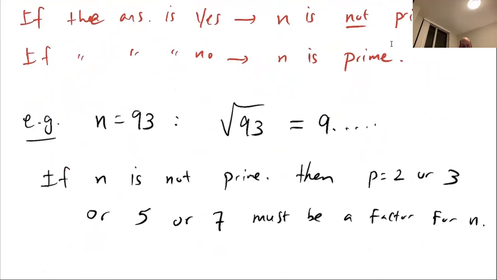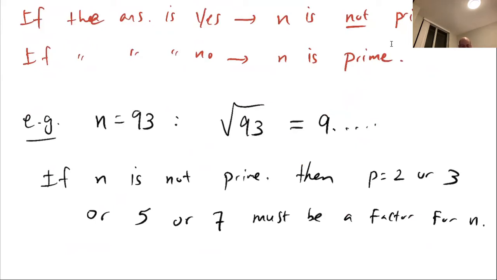So I have a number n. First calculate root n, which is 9 point something. Then check the prime numbers which are less than or equal to this number. Which prime numbers are less than or equal to 9 point something? Well, 2 is one of them, 3 is one of them, 4 is not a prime, so I didn't list it. 5 is one of them, 6 is not a prime, I didn't list it. 7 is one of them, 8 is not a prime, I didn't list it. 9 itself is less than 9 point something, but again, 9 is not a prime, so I didn't list it. So if n is not prime, at least one of 2, 3, 5 or 7 must divide n.